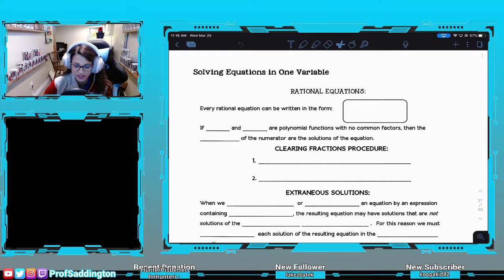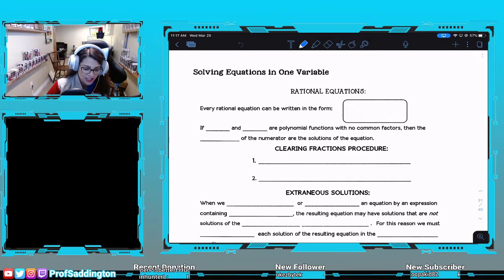So solving equations in one variable. This lesson should look familiar from Algebra 2. You probably solved some of these back then, so it should not be too bad. Let's begin. All right. So rational equations.